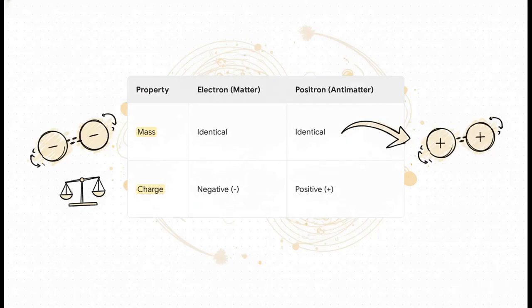And this makes it crystal clear. Let's take a particle we all know, the electron. It's got a negative charge. Well, its antimatter twin is called the positron. It has the exact same mass, but, you guessed it, a positive charge. So same weight, but a completely opposite personality.